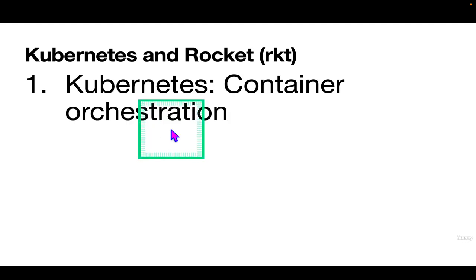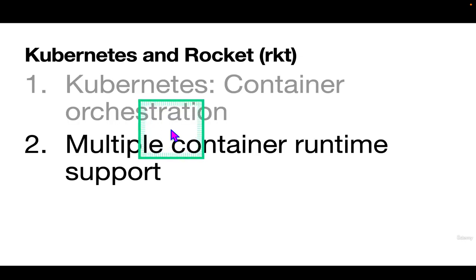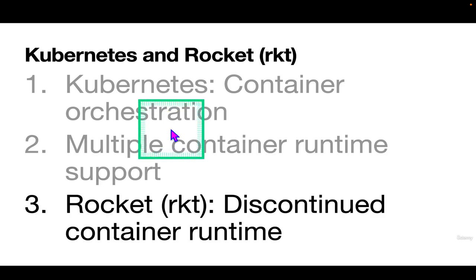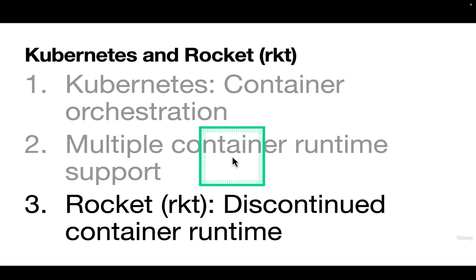Kubernetes is a container orchestration platform focusing on deploying and managing containerized applications at scale. Multiple container runtime support: it works with multiple container runtimes such as Docker, Containerd, and CRI-O, abstracting away the underlying container engine. Rocket, which is a discontinued container runtime, followed the appc specification, but its development was discontinued in favor of Containerd and CRI-O.